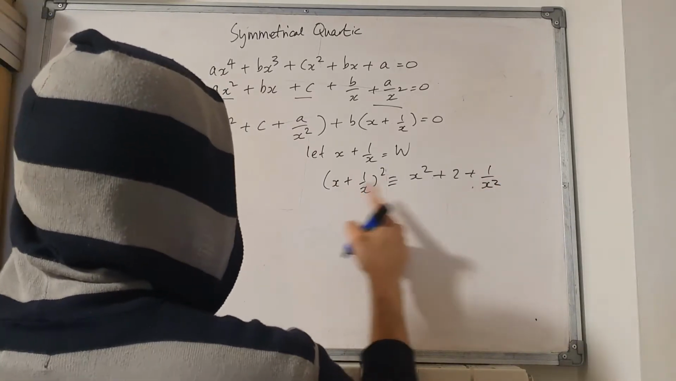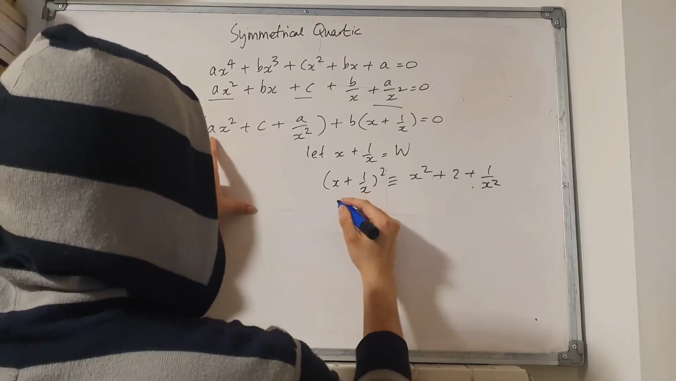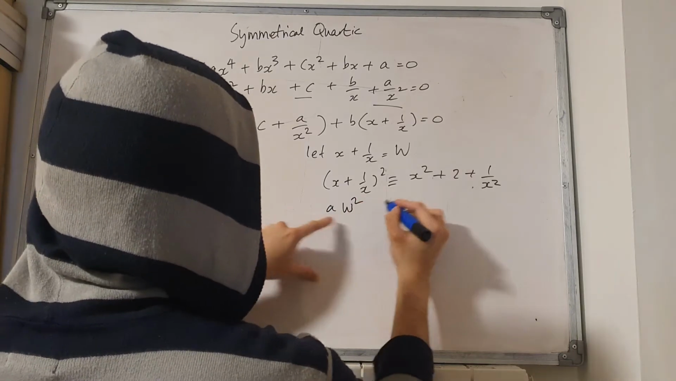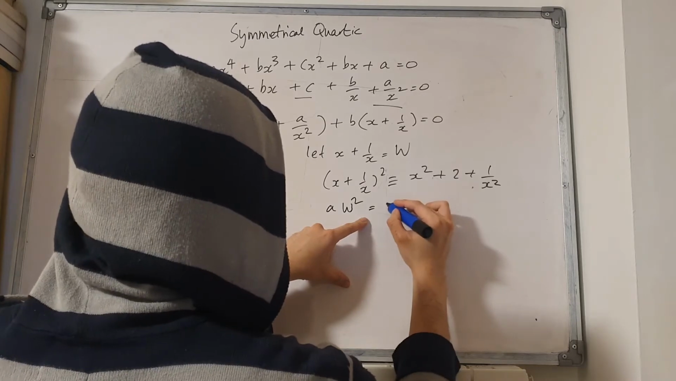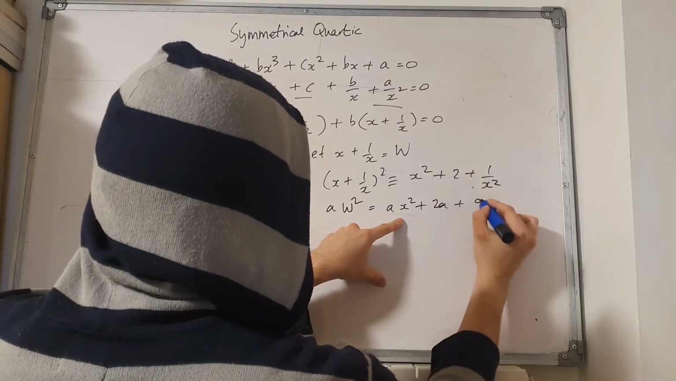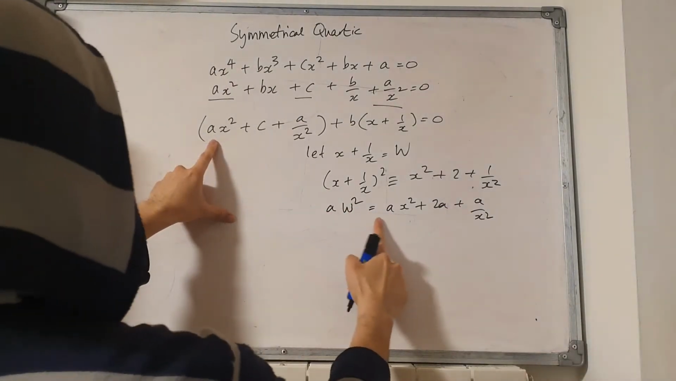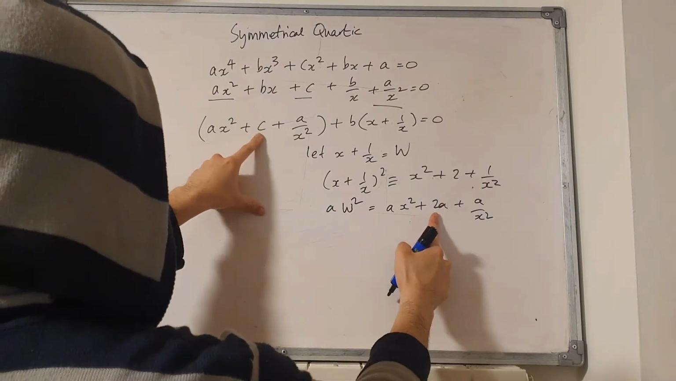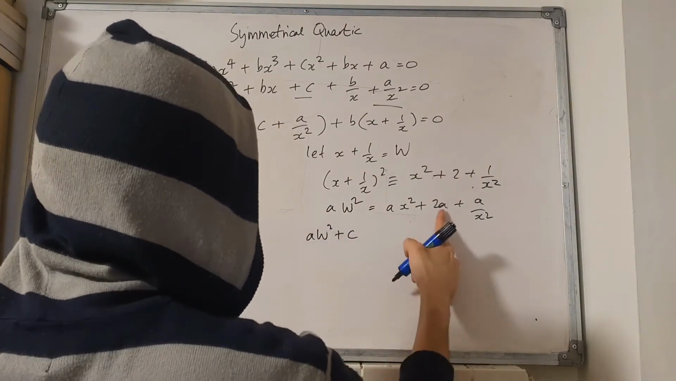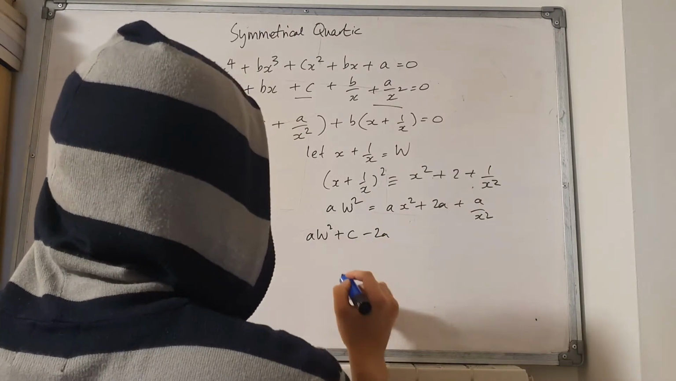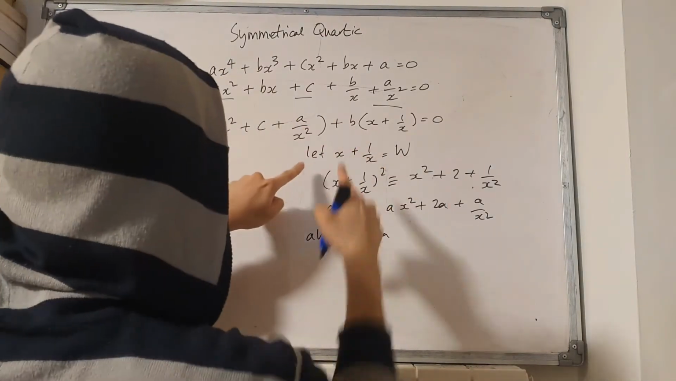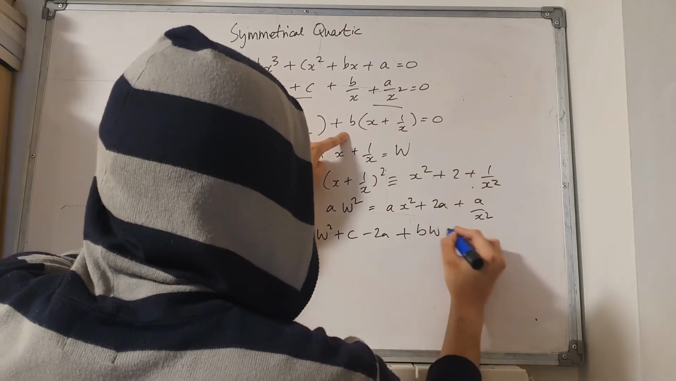Can you see that's almost the same as this, but there's an a in front. So what happens if we have a w squared? That is equal to ax squared plus 2a plus a over x squared. That looks quite similar to this, but remember you've got 2a there and you've got c. So you need to do aw squared plus c minus 2a. Now that is equal to this. And remember, because we let x plus 1 over x equal w, we put that in, so that plus bw is equal to 0.